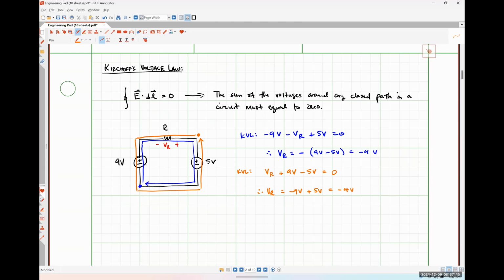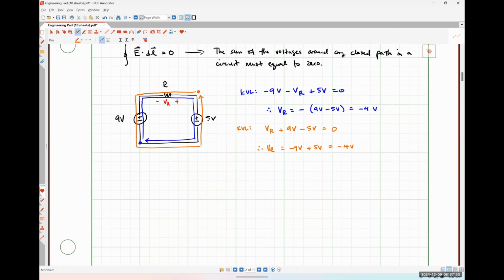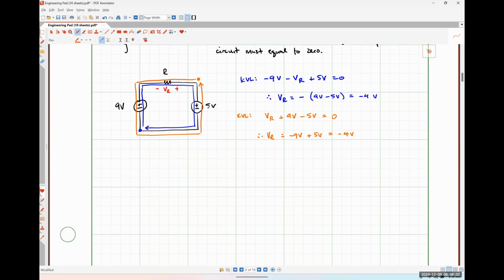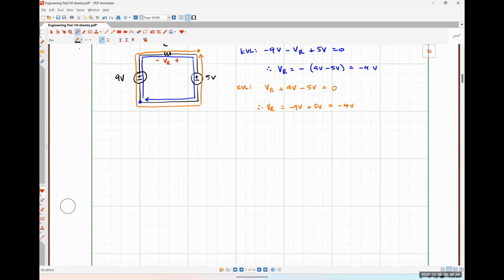Now, unfortunately, there are going to be few and far between instances where this is all we have to do, right? So we can use Kirchhoff's voltage law in combination with Ohm's law to find out much more about any given circuit, okay? So let's say that I have this guy right here.